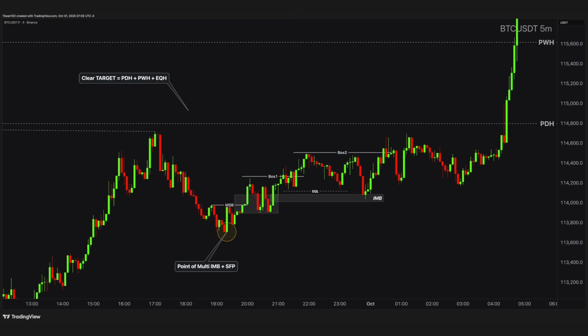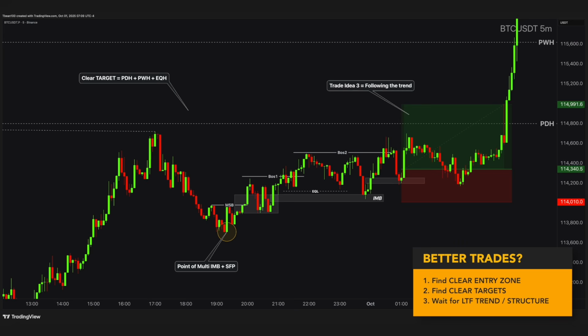Lastly, you can keep trading the structure breaks all the way until our targets are taken out. Because at this point, we already have a clear target. We have a clear entry zone. And all we need to do is wait for an internal lower time frame structure shift that points us toward our targets. Like I've said before, trades work so much better when you've got clear targets, a clear entry zone, and when you combine all of that with an inner structure trend that lines up with your direction and your bias.